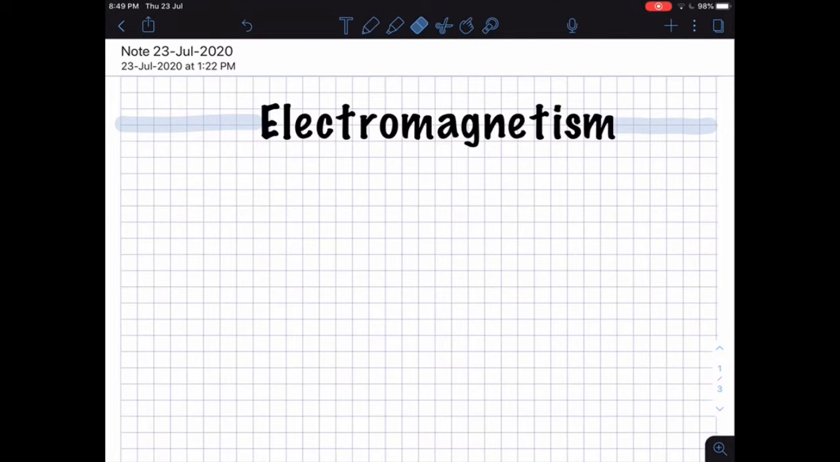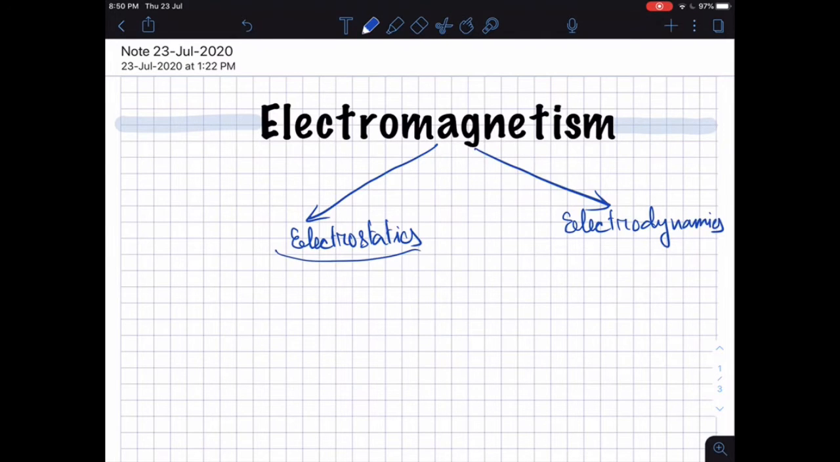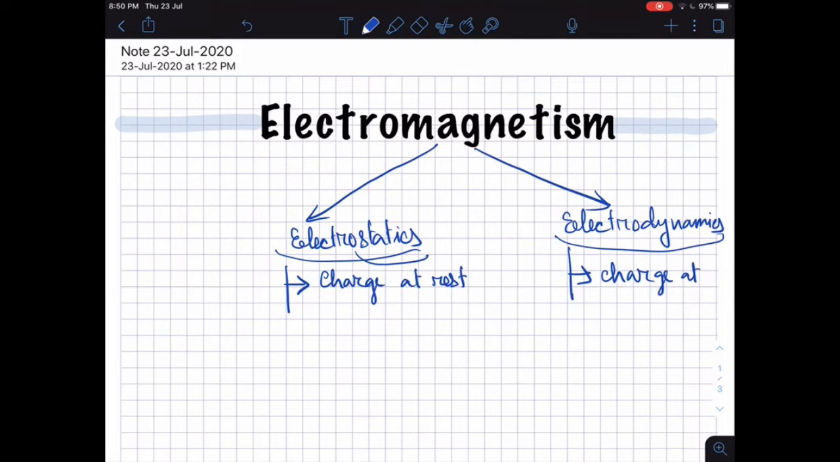Electromagnetism is one of the largest fields in physics. Electromagnetism can be further divided into two subfields: one is electrostatics, another is electrodynamics. These are differentiated by the last terms, statics and dynamics. Electrostatics is a field which studies charge at rest, and electrodynamics studies charge in motion.